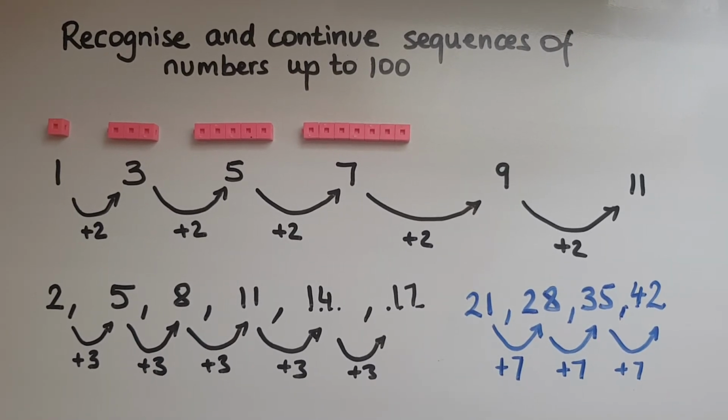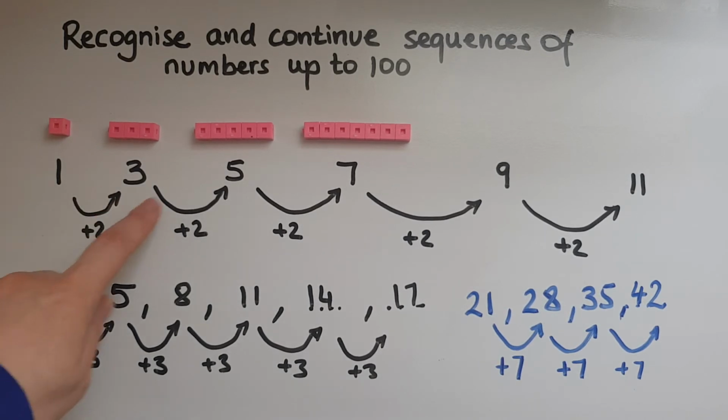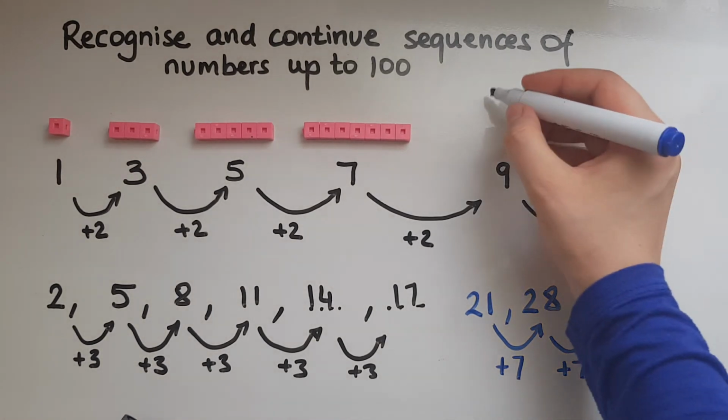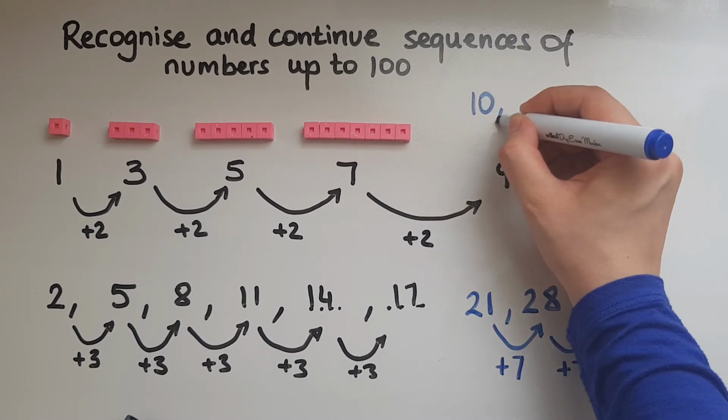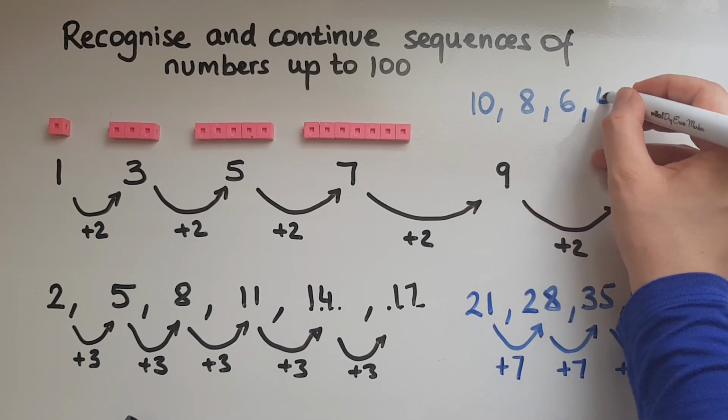And examples from everyday life include all the odd numbers, like this one here, 1, 3, 5, 7, 9, 11. They're all odd numbers, so it's a sequence of odd numbers as well. Or you could have all the even numbers, which is 2, 4, 6, 8, and so on. But it doesn't have to be adding on. Sometimes you might be taking away. So if you look at this example, 10, 8, 6, 4.